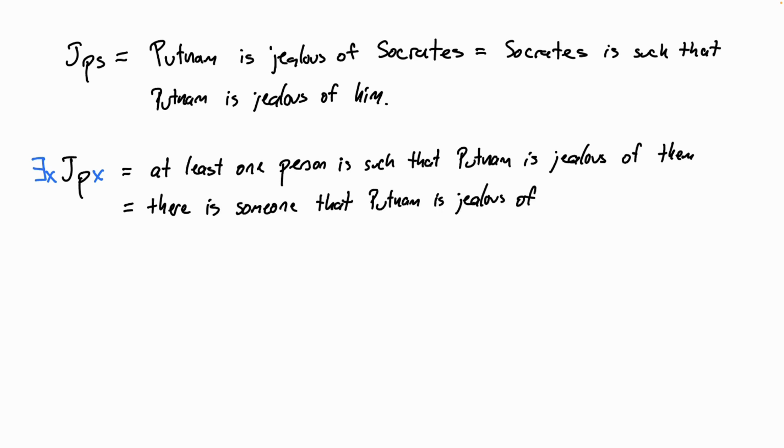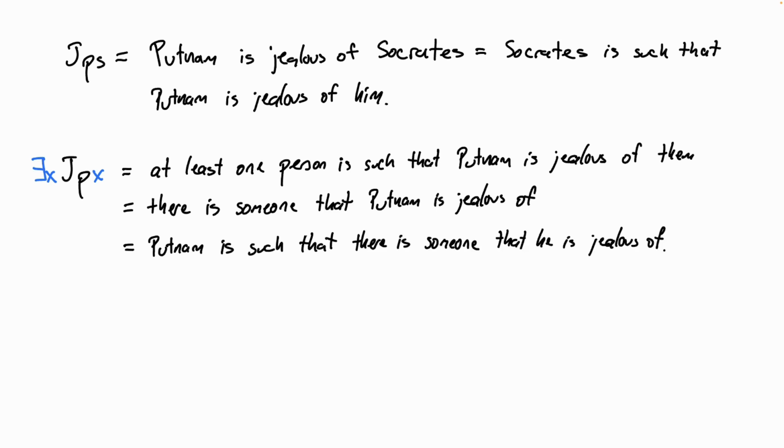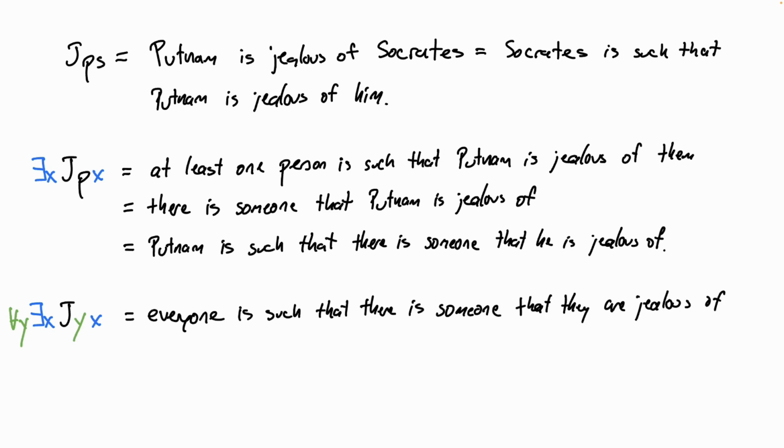Now, note that the formula there is an X, JPX, can in turn be seen as saying that Putnam meets a certain condition. It says that Putnam is such that there is someone that he is jealous of. So if we universally quantify on P, the resulting formula says that everyone satisfies that condition. That is, it says that everyone is such that there is someone that they are jealous of. In other words, everyone is jealous of someone or other.